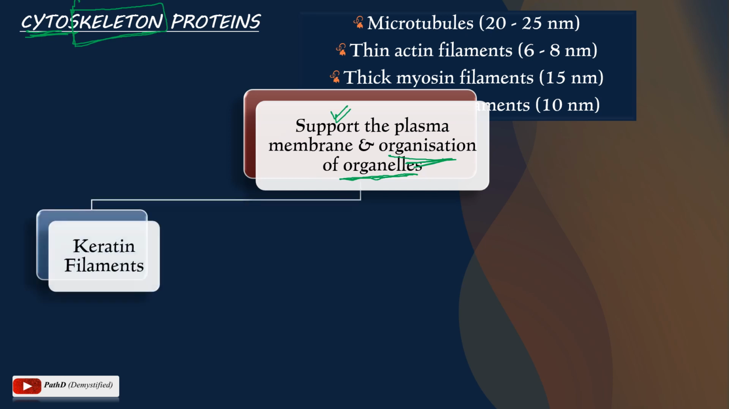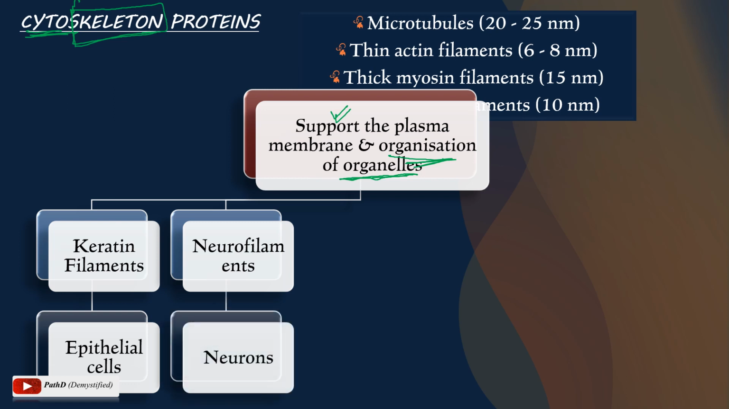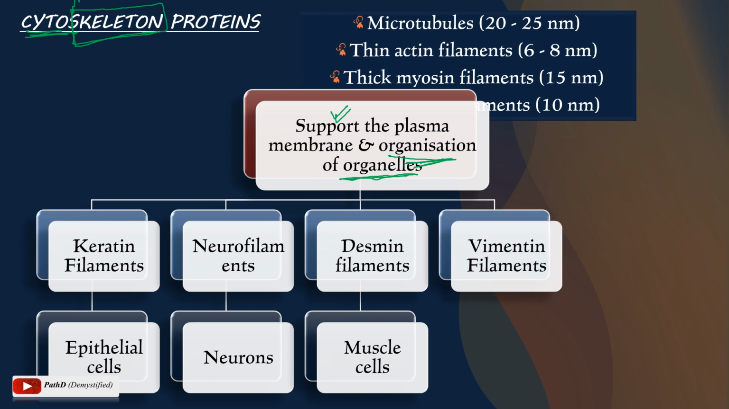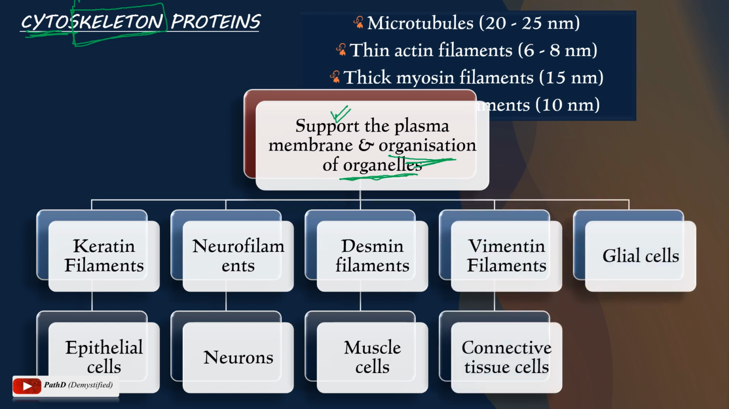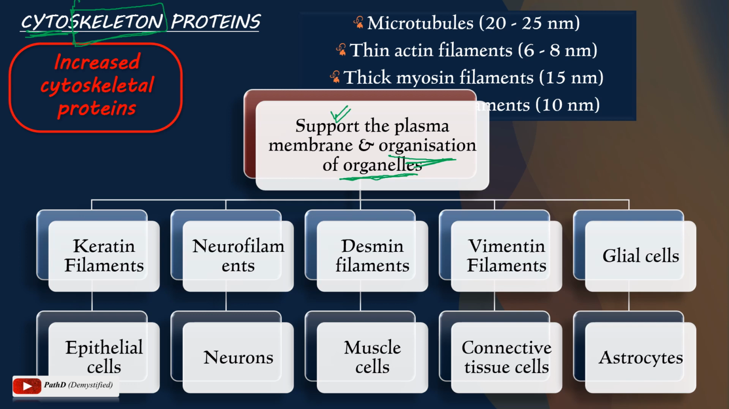Now these cytoskeleton proteins can be keratin filaments, which are mainly seen in epithelial cells, neurofilaments, which are mainly seen in neurons, desmin filaments, which are mainly seen in muscle cells, vimentin filaments, which are seen in connective tissue cells, and glial filaments, which are a part of astrocytes in our central nervous system. Now, any condition which will hamper these cytoskeletal proteins will lead to an increased amount of these proteins, and when these proteins are increased in the body above the normal amount, they tend to accumulate within the cell. And the two important proteins that we are going to study in our accumulations are keratin filaments and neurofilaments. So the very first example of accumulation of cytoskeletal protein is the presence of Mallory bodies.